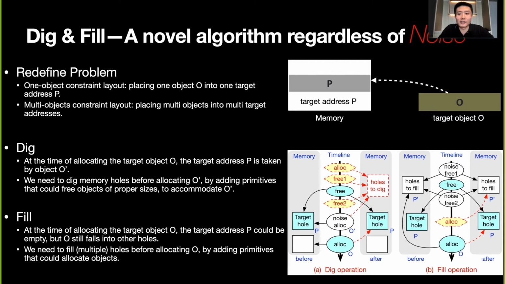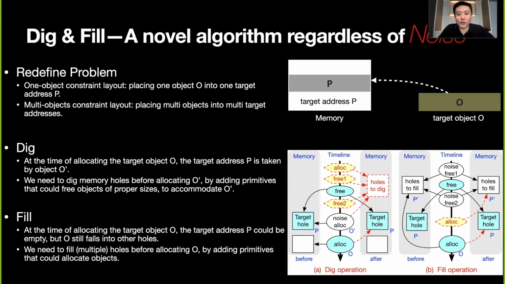This is that at the time of allocating the target object O, the target address P is taken by another object. So we need to dig memory holes to place the unwanted object by adding the primitives that could free objects of proper size.